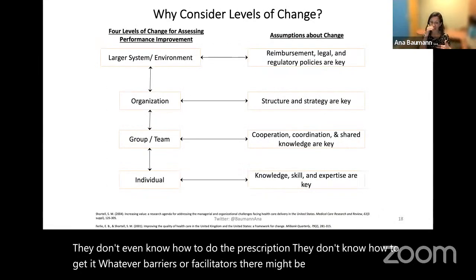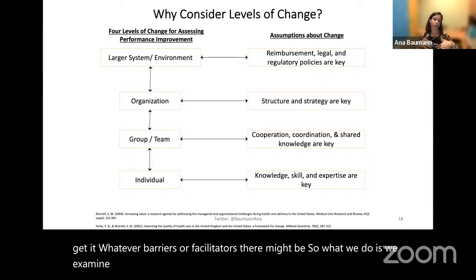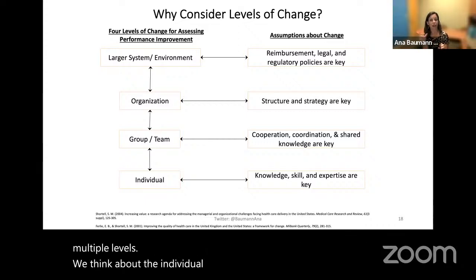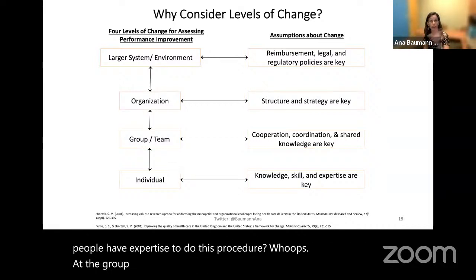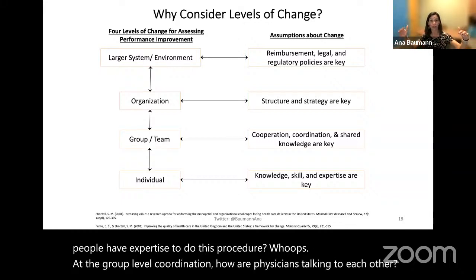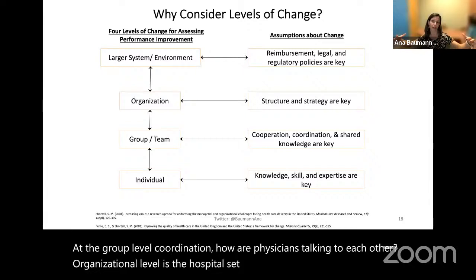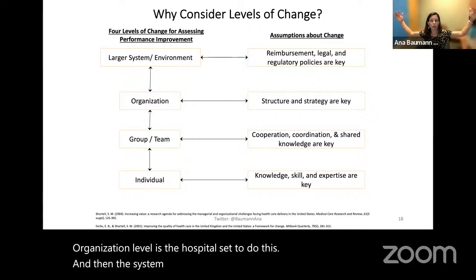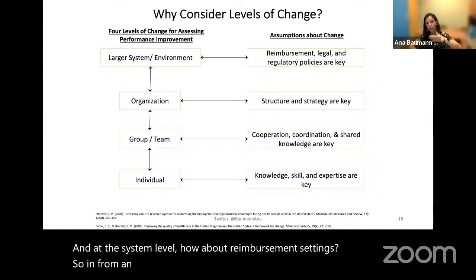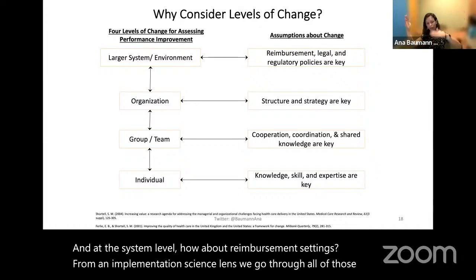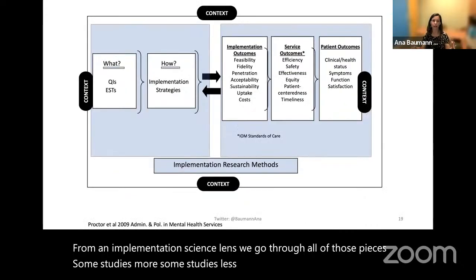So what we do is we examine barriers and facilitators, the context at multiple levels. We think about the individual levels, things like knowledge, skills. Do people have expertise to do this procedure? At the group level, coordination, how are physicians talking to each other? Organization level, is the hospital set to do this? And at the system level, how about reimbursement settings? So from an implementation science lens, we go through all of those pieces, some studies more, some studies less, because all of them affect the relationship between the intervention and the patient outcomes.